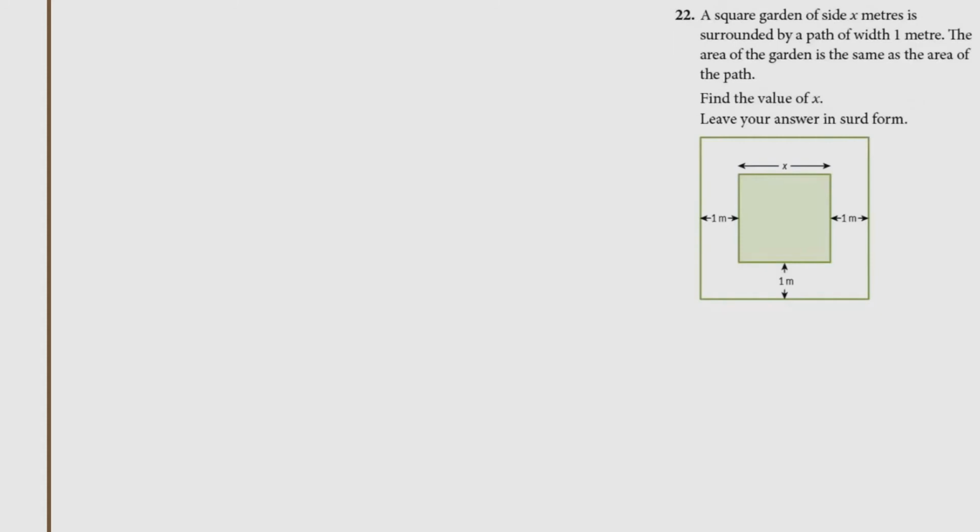Oh, there's a diagram here. So it seems like this is going to be a very interesting question. So pause the video, and my workings will be revealed in 5, 4, 3, 2, 1.